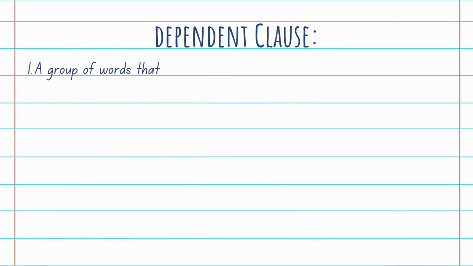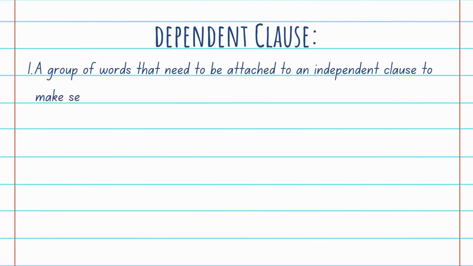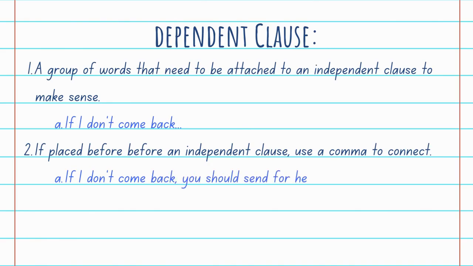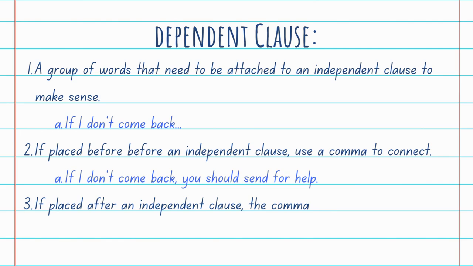Okay, dependent clauses, just like the name implies, need something else. So they're a group of words that need to be attached to an independent clause to make sense. If I don't come back. Well, I don't come back would be an independent clause, but once you put that if there, it becomes a dependent clause. If I don't come back. So just imagine I walk up to you and I say, if I don't come back, and then I just walk away. If I don't come back, what? What'll happen? I'm expecting more information. That's a dependent clause. It cannot make sense on its own.